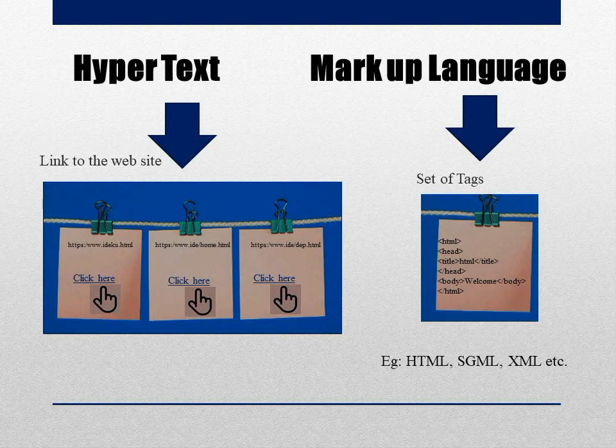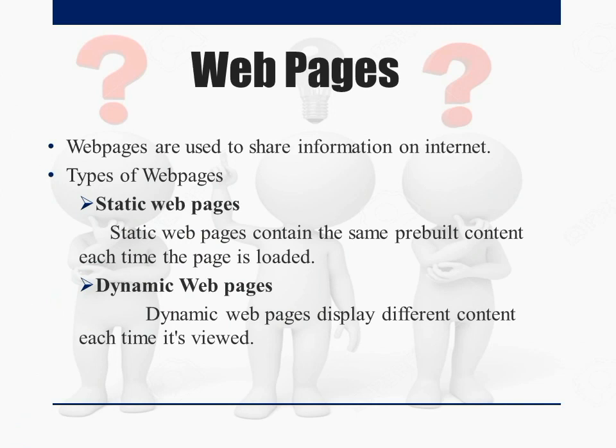And the term hypertext means it uses hyperlinks for jumping from one document to another document. That means we can move from a web page to another web page by using these hyperlinks. I think all of you are familiar with web pages. Web pages are used to share information on the internet, and they can be classified into two types: static web pages and dynamic web pages.